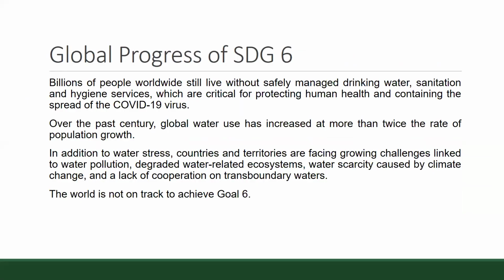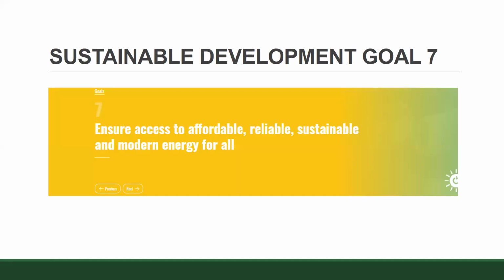As for the global progress of SDG 6, billions of people worldwide still live without safely managed drinking water, sanitation, and hygiene services, which are critical for protecting human health and containing the spread of the COVID-19 virus. Over the past century, global water use has increased at more than twice the rate of population growth. In addition to water stress, countries and territories are facing growing challenges linked to water pollution, degraded water-related ecosystems, water scarcity, caused by climate change, and a lack of cooperation on transboundary waters. The world is not on track to achieve Goal 6.